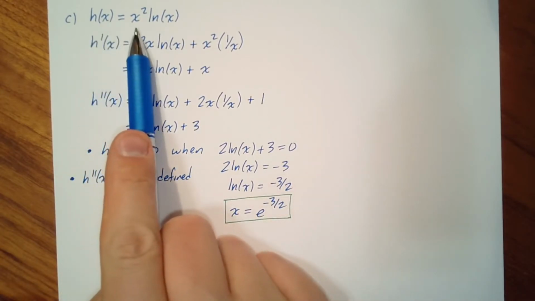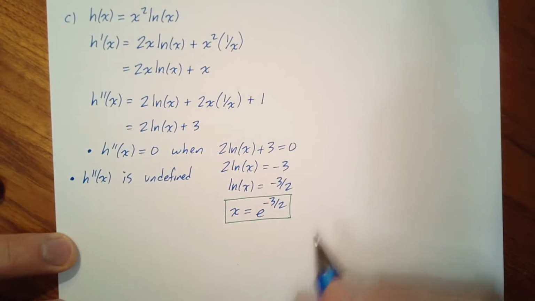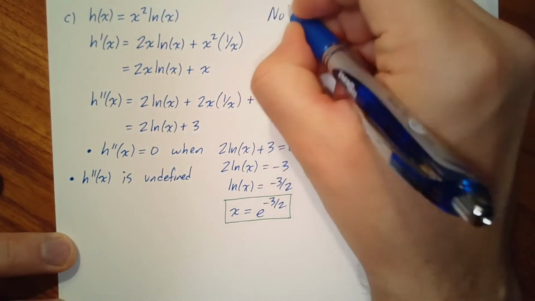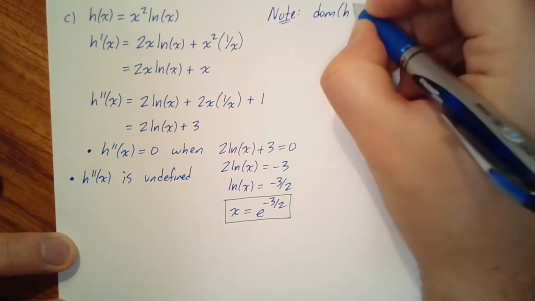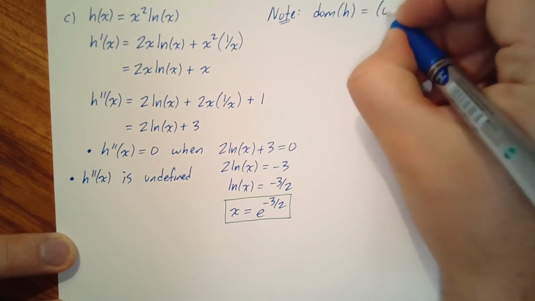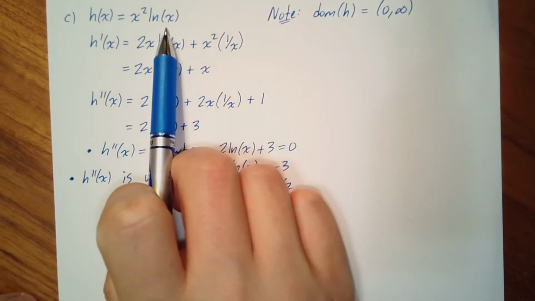h of x is equal to x squared times the natural log of x. So this function is not even defined for negative values of x. Why don't we make a note of that and say up here, note, the domain of h is equal to positive numbers, the set of all positive numbers. You can't plug in 0 to the natural log, nor can you plug in a negative number.